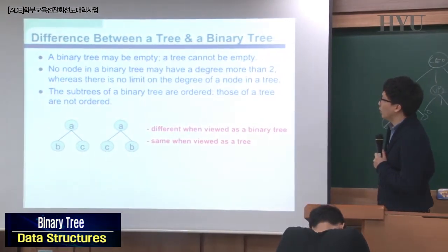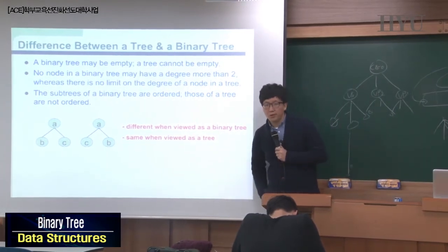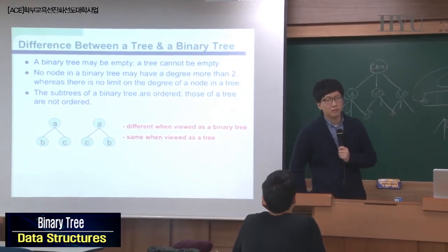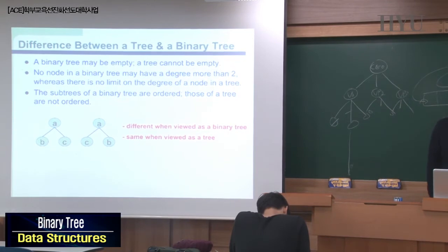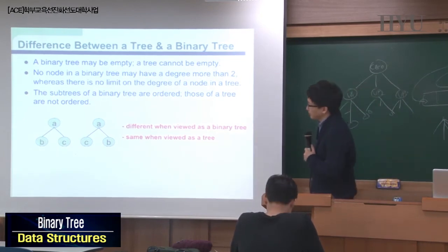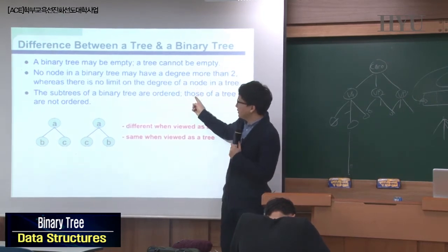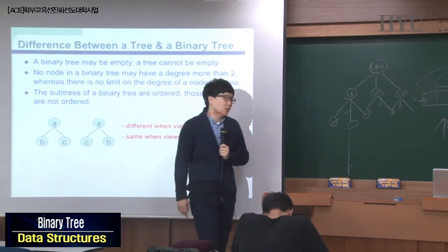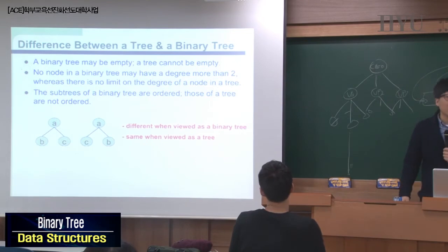Subtrees of a binary tree are ordered. Those of a tree are not ordered. So if you are building a binary tree, the elements will be in order. Trees don't require ordered elements in their content. A binary tree is different when viewed as a binary tree versus as a tree. These two are both trees, but if we take this definition as an ordered tree, hopefully ABC in order, I look at it as a binary tree. ACB, unless I have special ordering rules, is not a binary tree, but a tree.